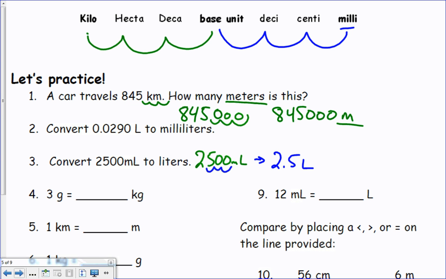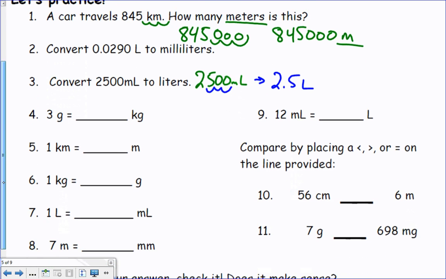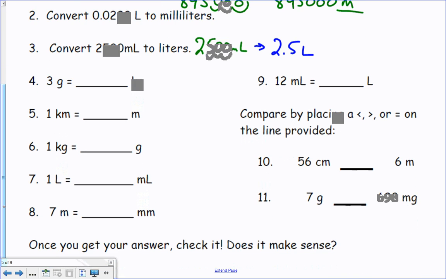All right, so this is pretty rudimentary. I'm going to let you guys do this and check them. Remember, numbers 10 and 11 are looking for greater than, equal to, or less than. So make sure you don't get stuck on those.